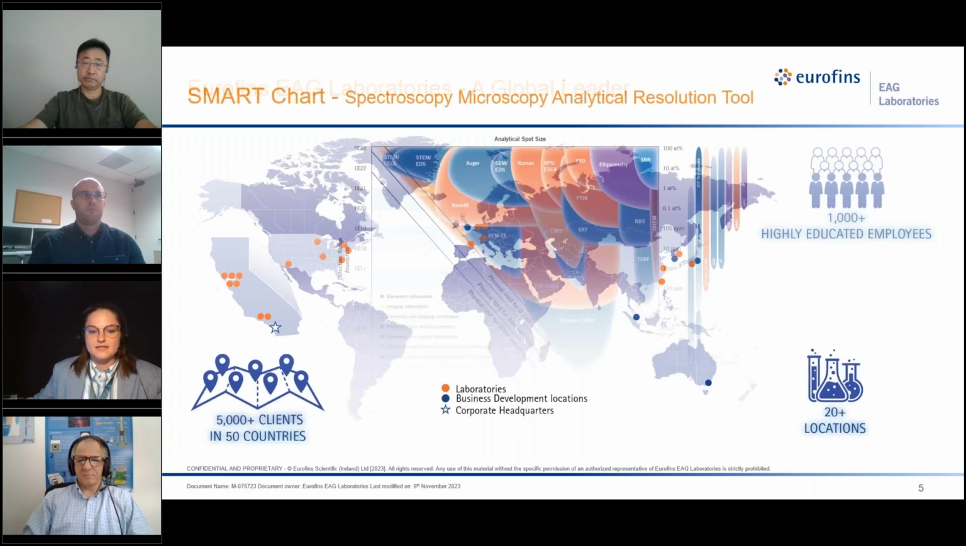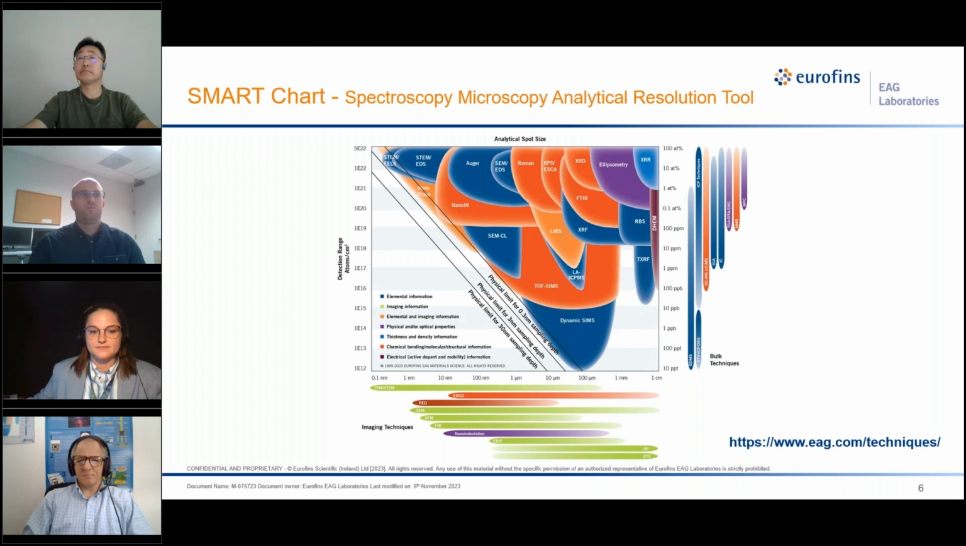So Eurofins is a global leader in testing with more than 58,000 employees, 900 laboratories, and 54 countries. And Eurofins EAG is a division of Eurofins specializing in materials testing with over 45 years of experience. And we have more than 1,000 employees in 20 laboratory facilities all over the world. We have more than 2,500 different types of testing equipment and support over 5,000 clients.